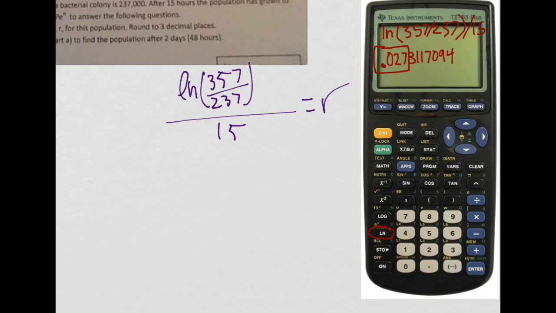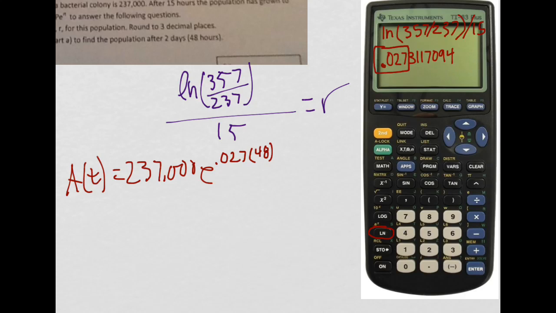We found the rate. Now, the second part of the problem is asking us to use that rate to predict the population after 2 days. Well, at this point, we are going to jump back to our equation, which was A of t equals our initial population, which was 237,000, times the natural number e raised to our rate, which is 0.027, times time, which in this case is 2 days. But remember, our units have been in hours so far, so we need to stay consistent with that. So our time needs to be 48 hours.